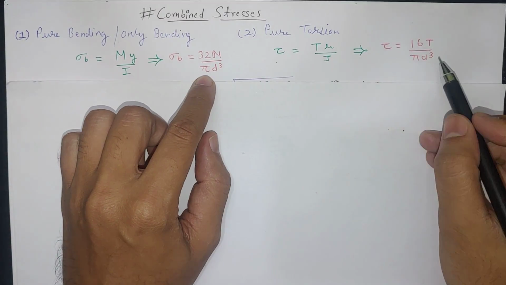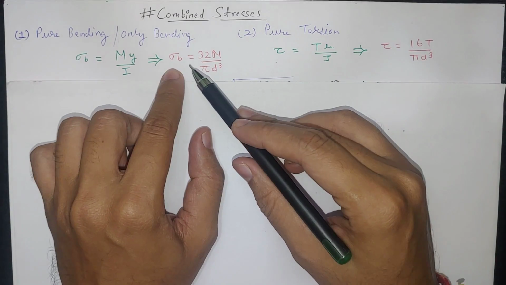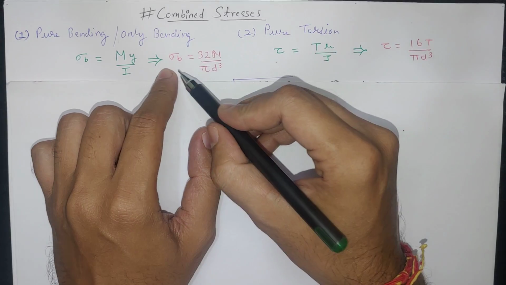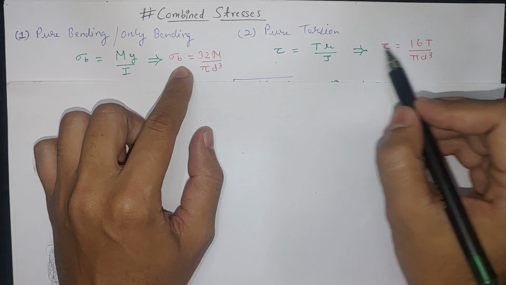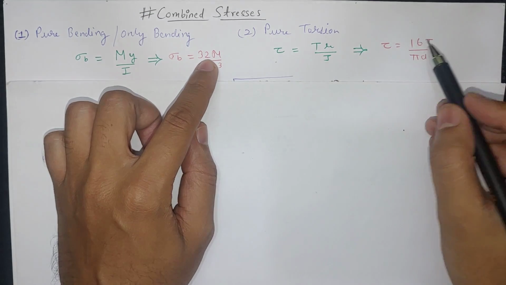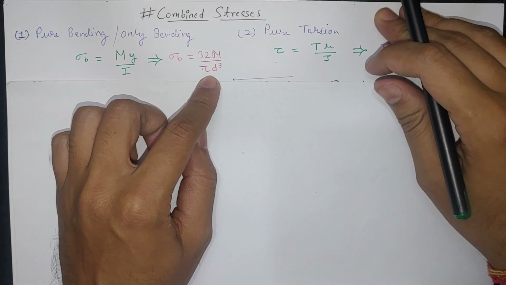Both these are shortcuts for a cylindrical bar. Sigma b is the bending stress which is generated, and tau is the shear stress which is generated. Here M is the moment which we have applied, T is the torque we have applied, and d is the diameter of the rod.